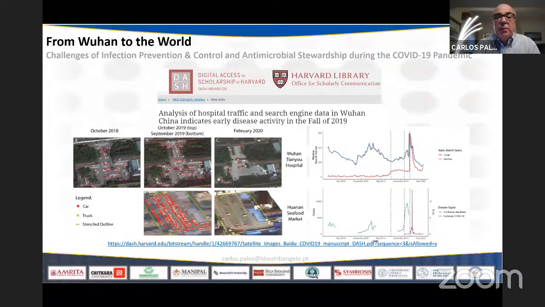scientists from Harvard, from Boston, looked at the hospital traffic in the parks and search engine data on the internet for symptoms like cough and diarrhea. They found that there might have been a problem before, and it could have been in October or September 2019 and not only in December. So we have doubts about the moment of the origin.